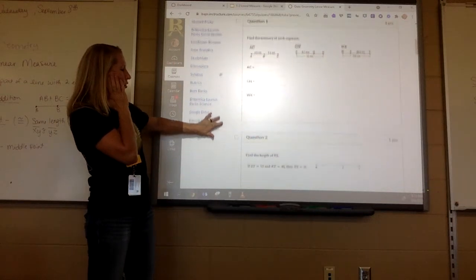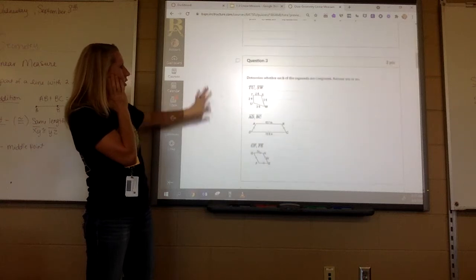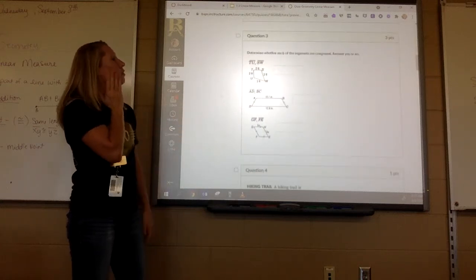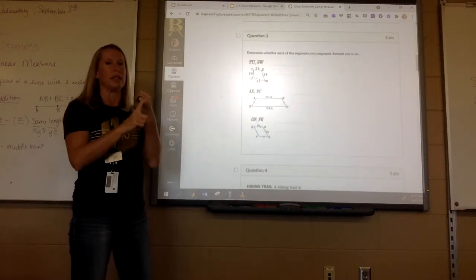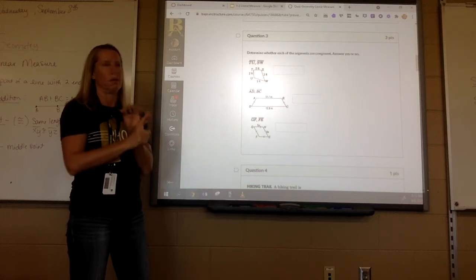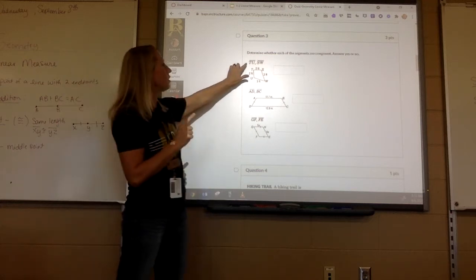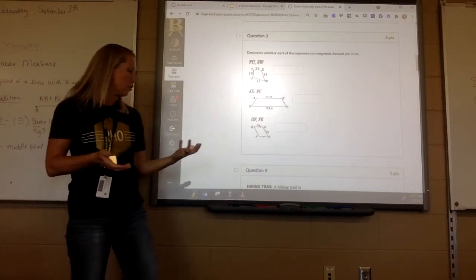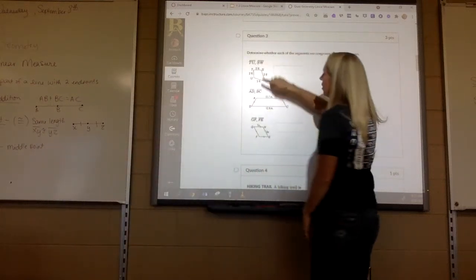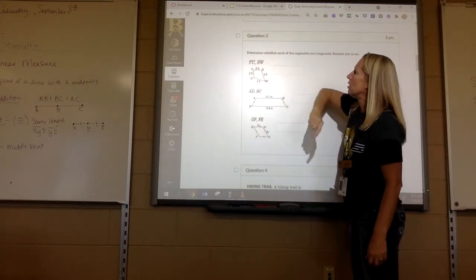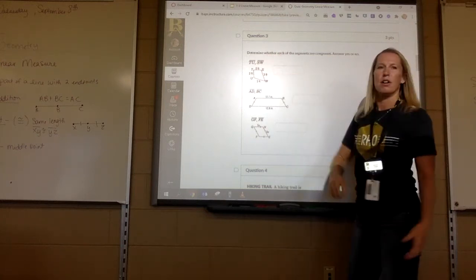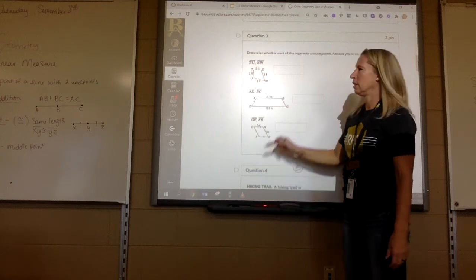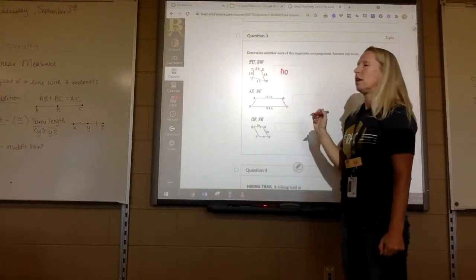So that's how you do number 1 and 2. Number 3, you are just going to say yes or no. It's going to give you 2 segments to look at and you decide whether or not they're congruent to each other. So TU is 2, SW is 3. Are those congruent to each other? No. So you just put no.